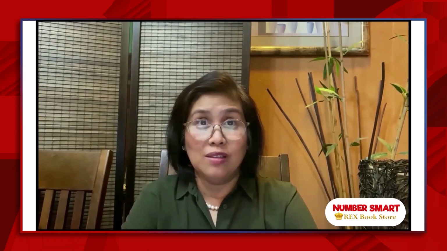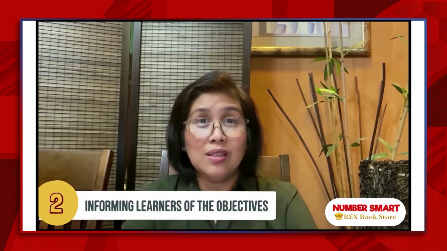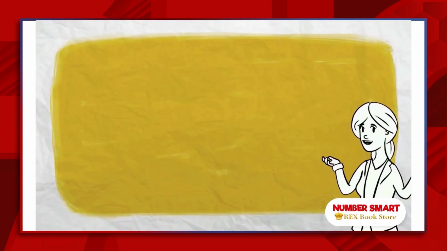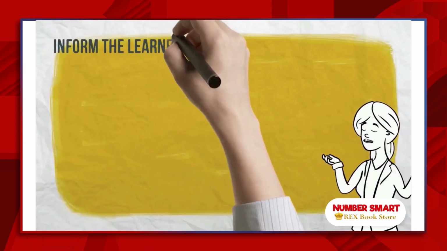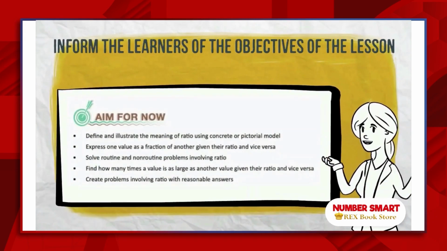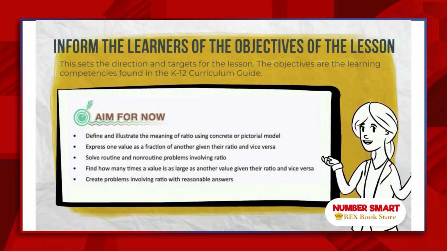After gaining your students' attention in Make Your Mark, we are now ready to go to the second event in Gagne's 9 events of instruction, informing your students of the learning objectives. In this sample lesson on ratio and proportion, the objectives of the lesson were stated to inform the learners of their target goals. This can be found in Aim for Now. The objectives in Aim for Now are the learning competencies that can be found in the K-12 curriculum guide.